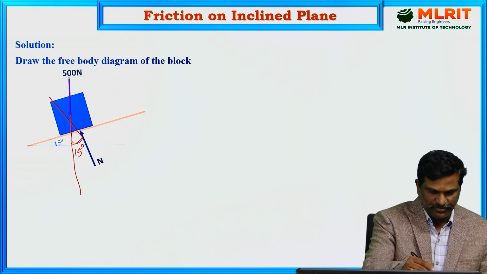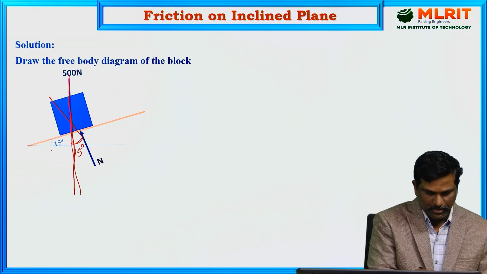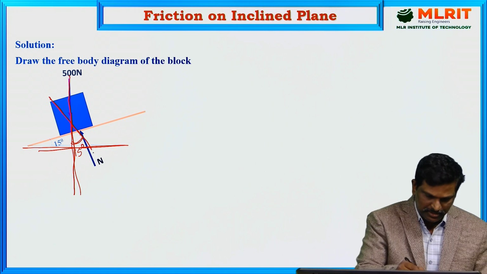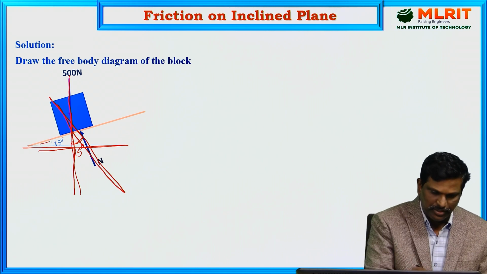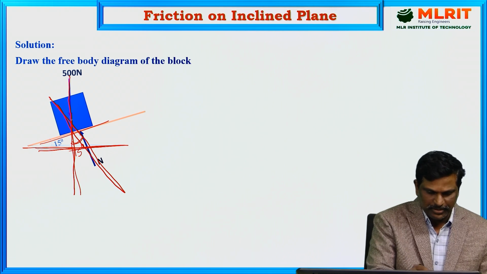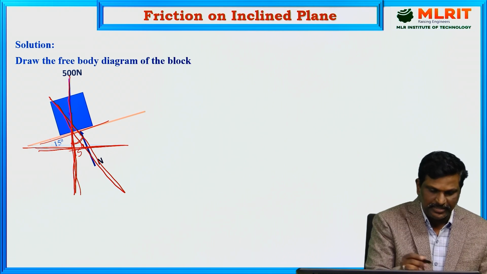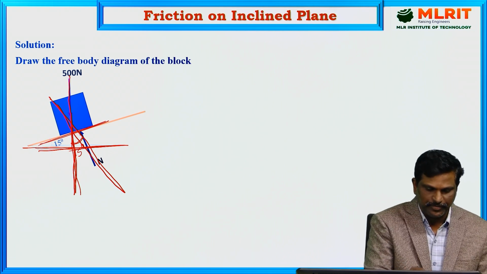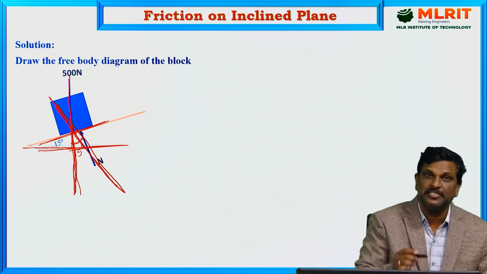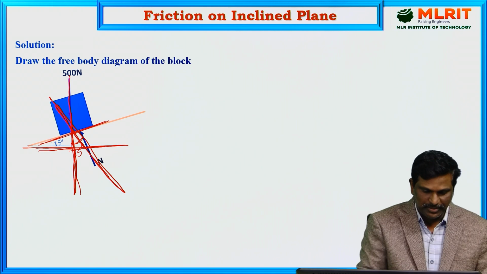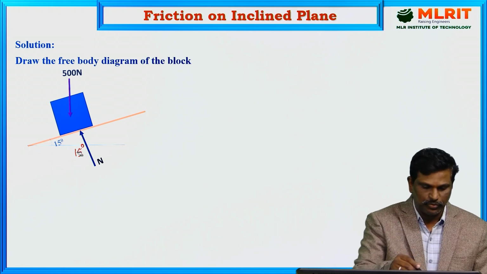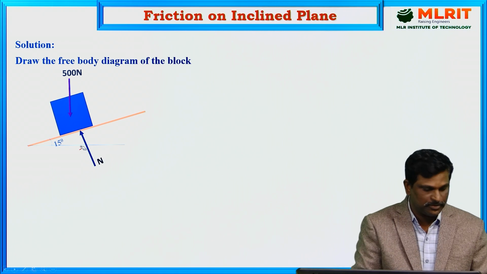Because see, this weight is perpendicular to the horizontal and normal reaction is perpendicular to the inclined plane. So the angle between horizontal and vertical is 90 degrees. The angle between inclined plane and normal to the plane is 90 degrees. By using the triangles here we can find the angle. Let us see how to find the angle here once.